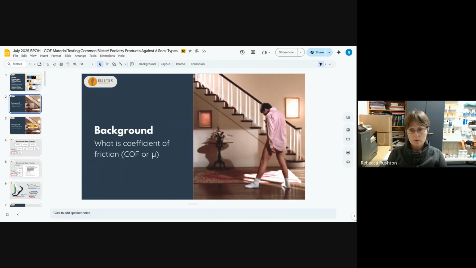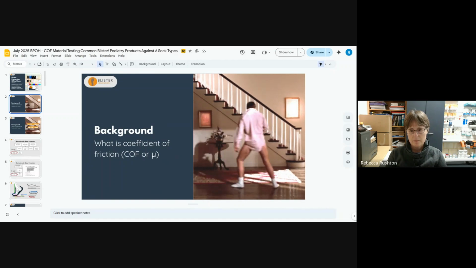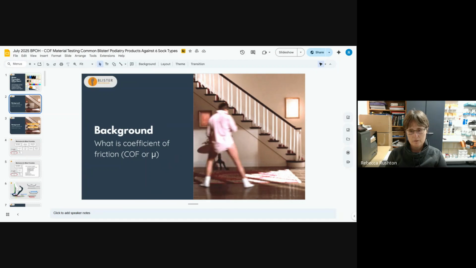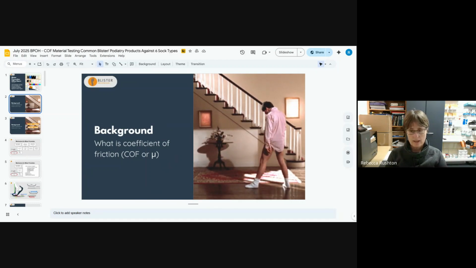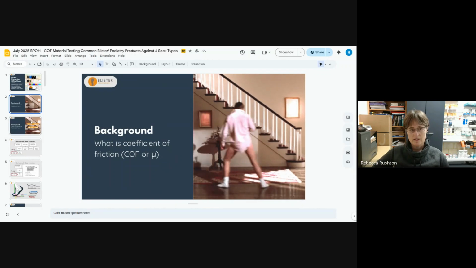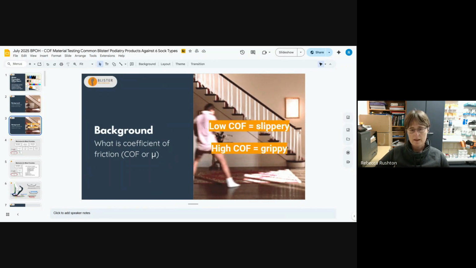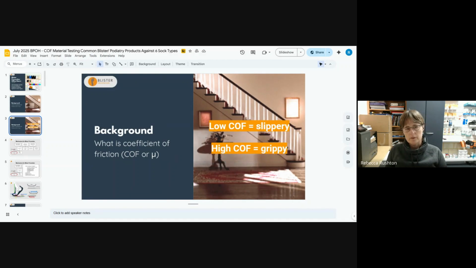Well, Tom Cruise in Risky Business is showing us a demonstration of a low coefficient of friction between his socks and the polished wooden floor. So we can see it's quite slippery. So coefficient of friction is essentially a descriptor of how slippery or how grippy two surfaces that are in contact with one another is.